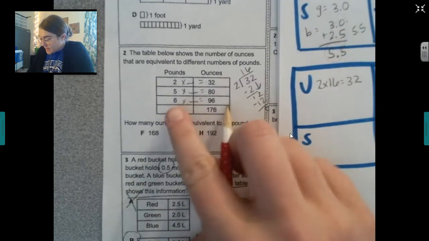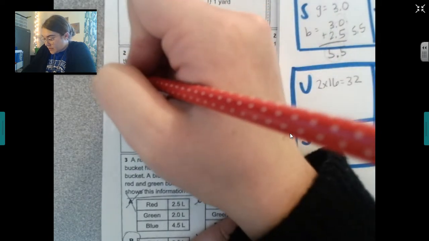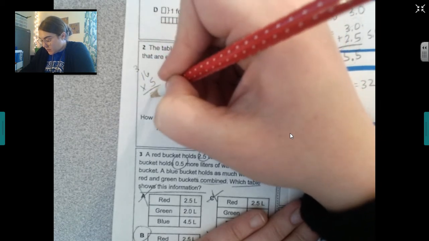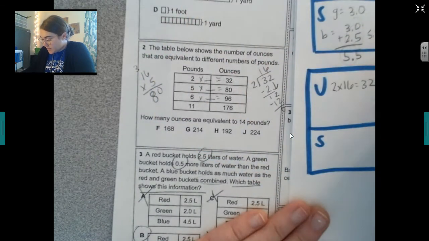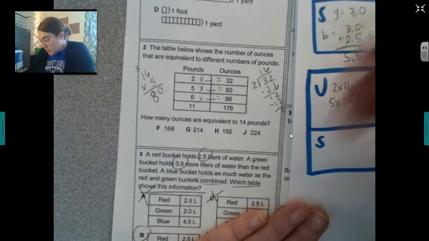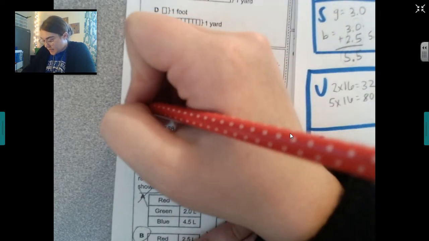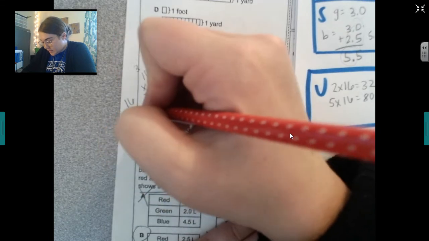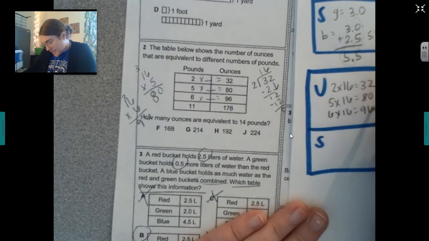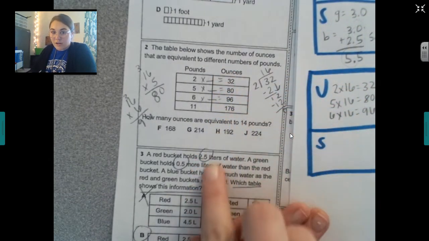Does 5 times 16 equal 80? 6 times 5 is 30. 5 times 1 plus 3 is 80. So yes, we know that 5 times 16 equals 80. Do we know that 6 times 16, what's 6 times 16? 96. 6 times 16 equals 96. And that's going to go on and on.